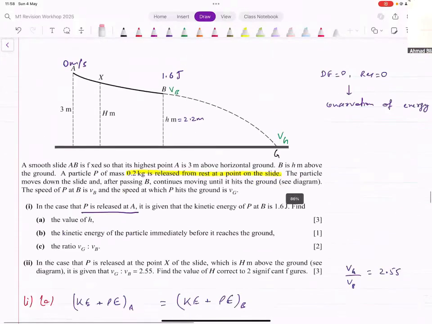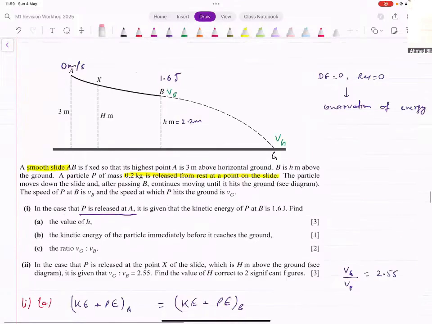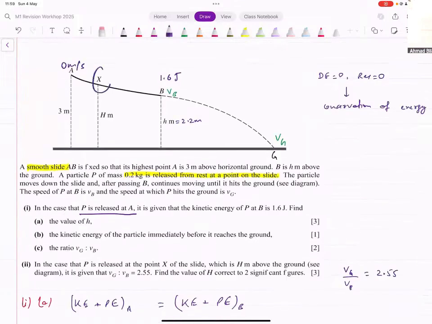How do you know that energy is conserved? Because there's no driving force. The particle is released from here. There's no forward force that's acting. There's no driving force, and there's no resistance because it's smooth. It's a smooth slide. There's no friction. There's no resistance. So when you have both of these conditions met, no driving force, no resistance, that means that the energy is conserved.